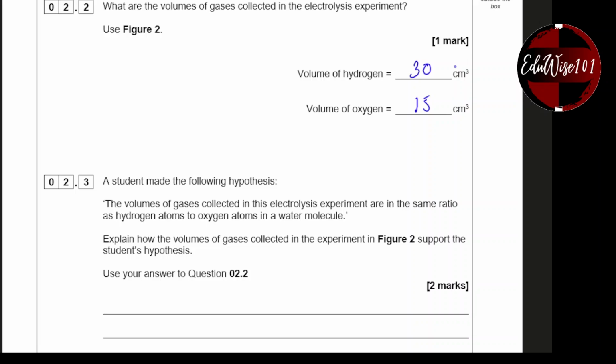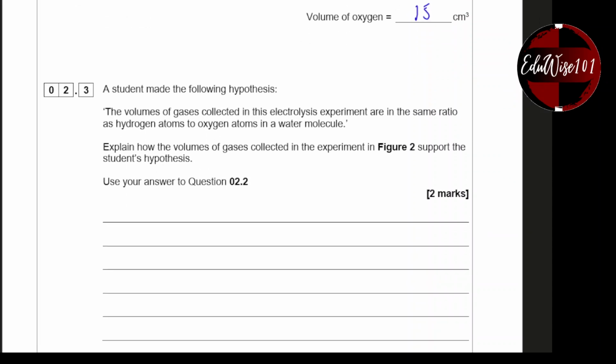Question 2.3. A student made the following hypothesis. The volume of gases collected in this electrolysis experiment are in the same ratio as hydrogen atoms to oxygen atoms in a water molecule. Now, in a water molecule, it's H2O. So there's 2 atoms of hydrogen to 1 atom of oxygen. So the ratio is 2:1 there.